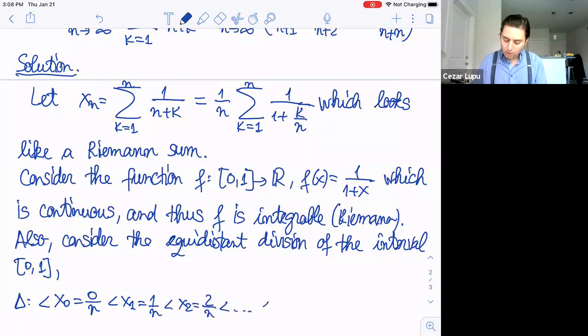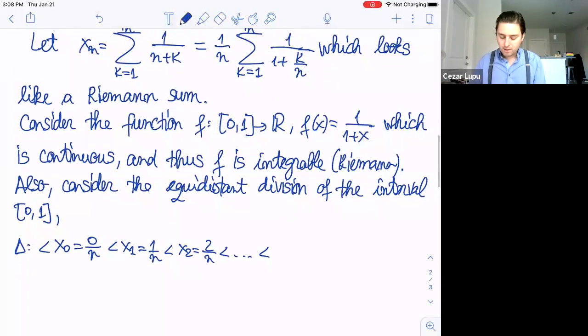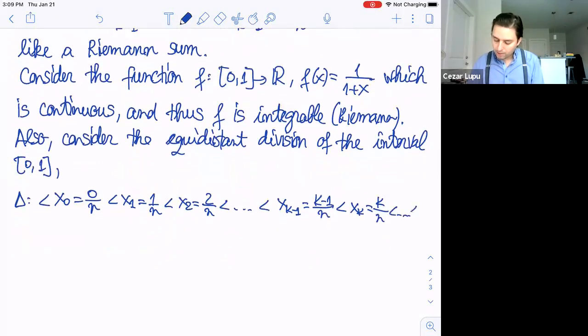And we keep going all the way to, let's say, x sub k minus 1, which is k minus 1 over n, less than xk, which is k over n. And we keep going less than, what was the last one? xn, which is n over n, which is 1. So that's the division. We start from 0.